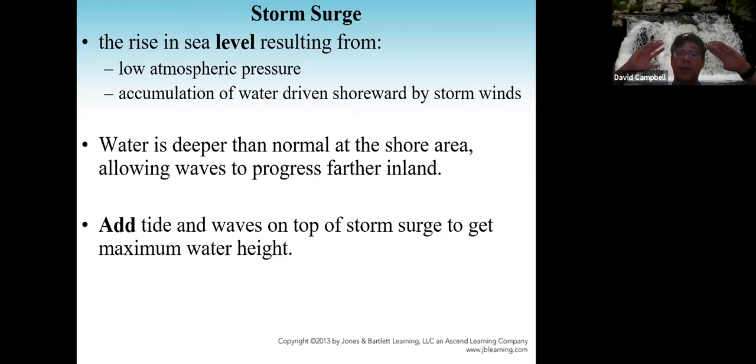Also, as a storm is blowing along, if it's headed towards land, it's also, with those winds, blowing water in front of it, pushing that extra water on towards the land. And so the combination of lower pressure and water being blown ahead by the winds leads to extra water at the shoreline. With the water being deeper, well then, waves are deep water further along. They bring their energy further in.